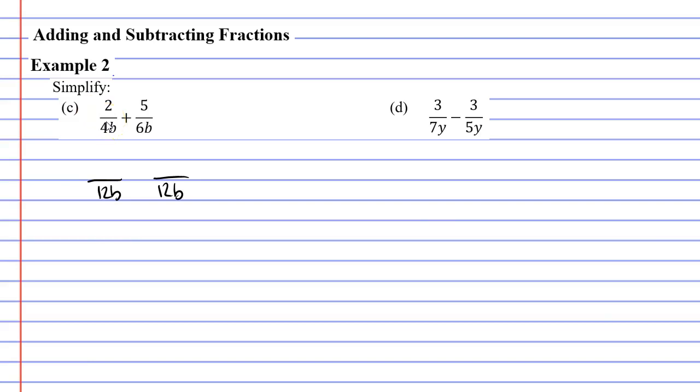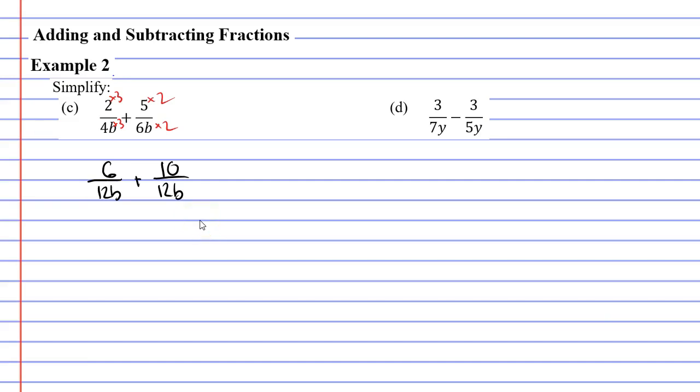Well, I reckon I can multiply my 4b by 3 to get 12b, which means the 2 also needs to be multiplied by 3. And I need to multiply the 6b by 2 so that I get 12b as well, which means the 5 also needs to be multiplied by 2. So 2 times 3 will give us 6, and 4b times 3 does make 12b. 5 times 2 will give us 10, and 6b times 2 also gives 12b.